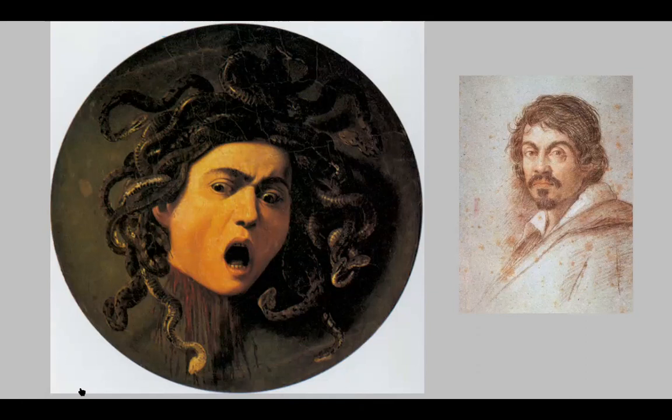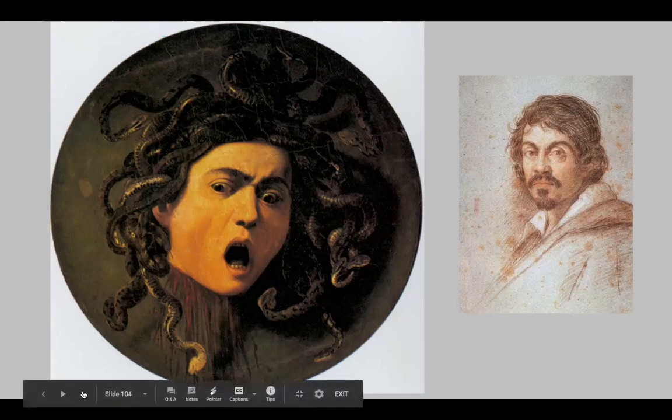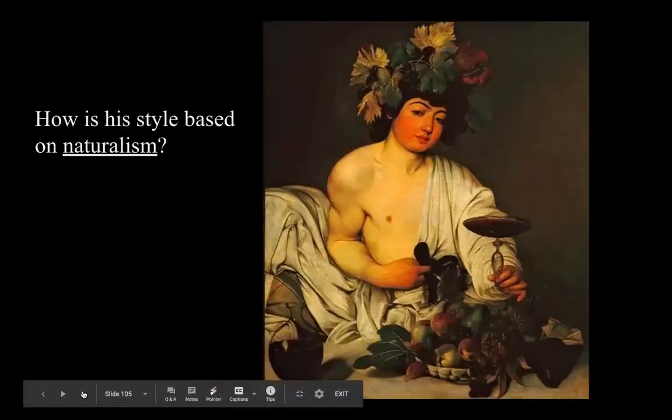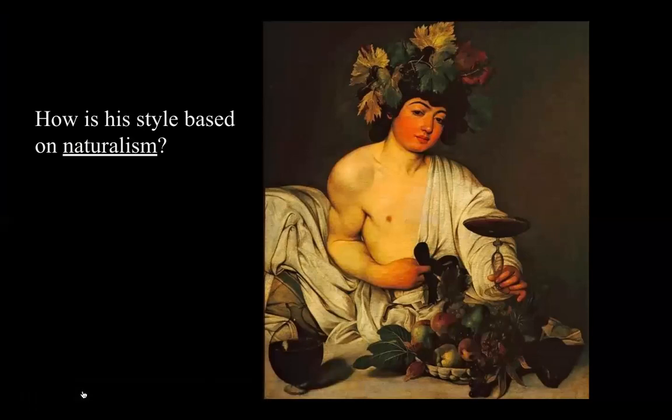But also, he was basically a criminal. He murdered someone over a tennis match and had to flee to Naples. And so he's a pretty controversial character, right? But here you can see some of his style. He's really known for his naturalism. And so naturalism is basically realism. It's like a heightened sense of realism, right?